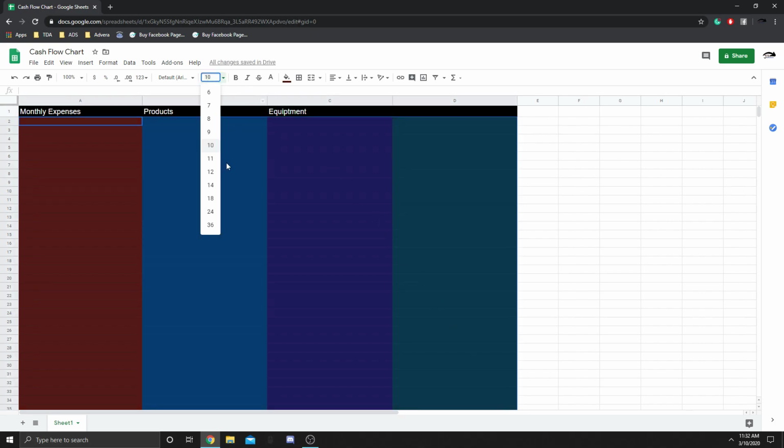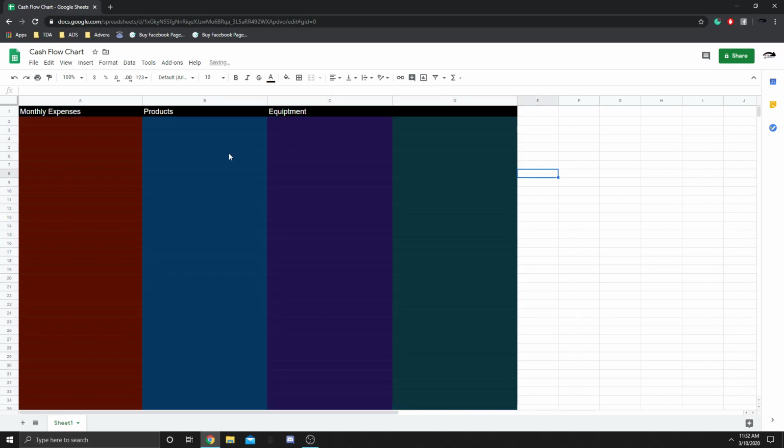So these are going to be like monthly expenses. These can be things like products. This can be equipment costs, and I'll kind of explain what the equipment cost is for in a moment. We're going to automatically align everything to the left.